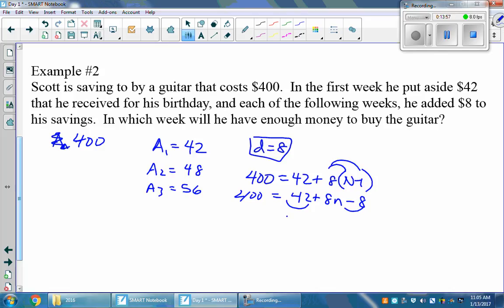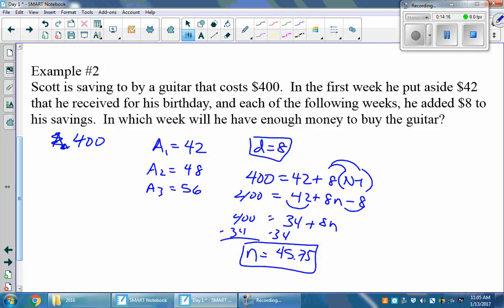Just make sure my math is right. 34 plus 8n. I subtract 34. So 400 minus 34. Get that answer, divide by 8. It says in which week. So in which week? So 45 weeks, he doesn't have enough money. So at the end of week 46, he will have enough money to buy his guitar.